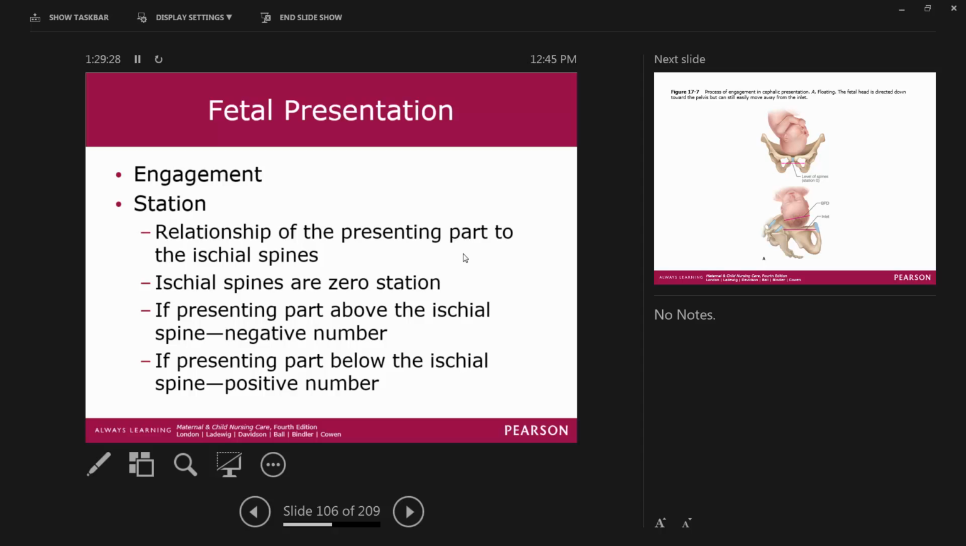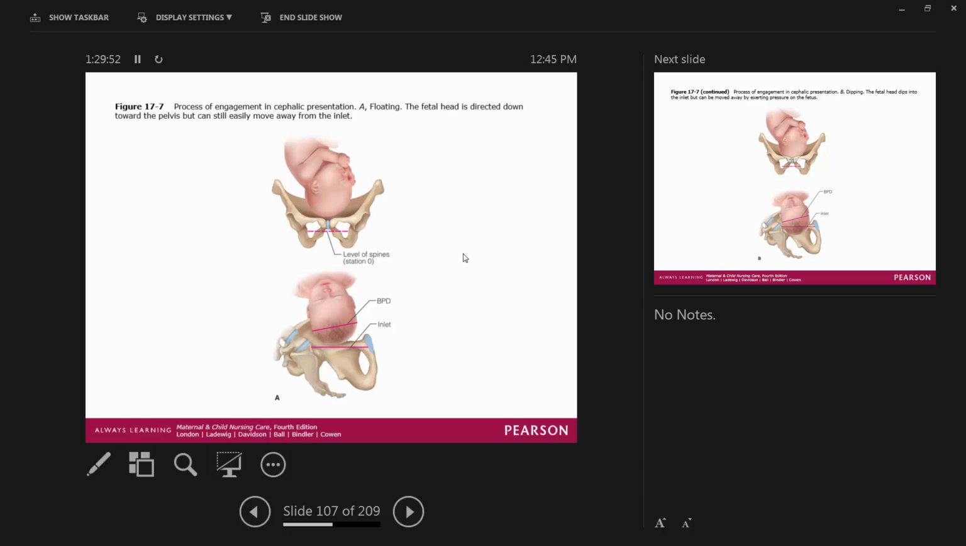Okay, engagement refers to what part of the baby, the presenting part, is fixed down into the birth canal, okay? And we assess that and term that station. So what part of that baby's head is at the ischial spines of the woman's pelvis? So here's our ischial spines. What part of the baby is meeting those ischial spines? Okay? So if the presenting part is down here at those ischial spines, then we say that baby is engaged, okay, in the pelvis.